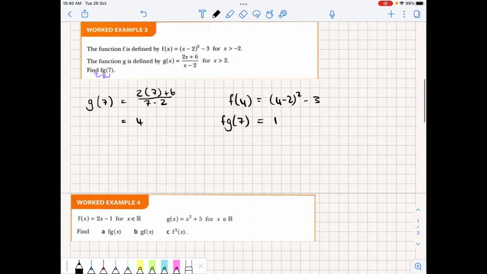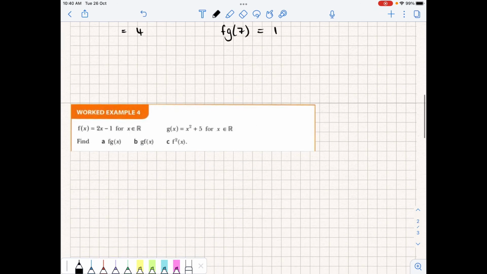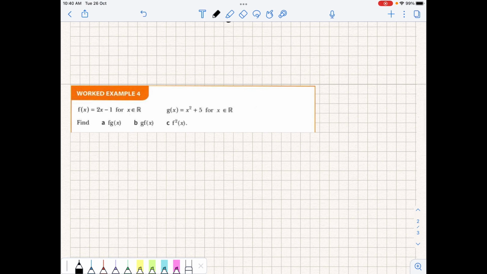Now, sometimes we can be asked to create the composite function, right? So we won't be given a value to plug in. We will be asked to create the composite function. So it's very important that we make sure we look at the order. So these two functions might look similar at first glance, but they are not. In example A, we're going to start with G and then apply F. And in example B, we're going to start with F and apply G. In the final one, C, we have F squared. That just means apply F twice.